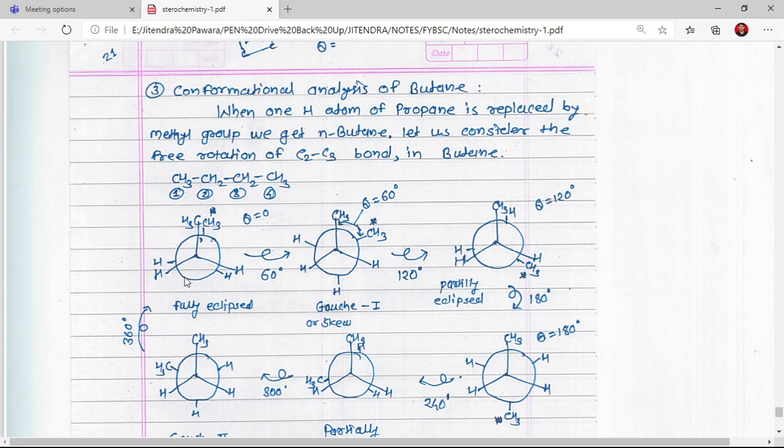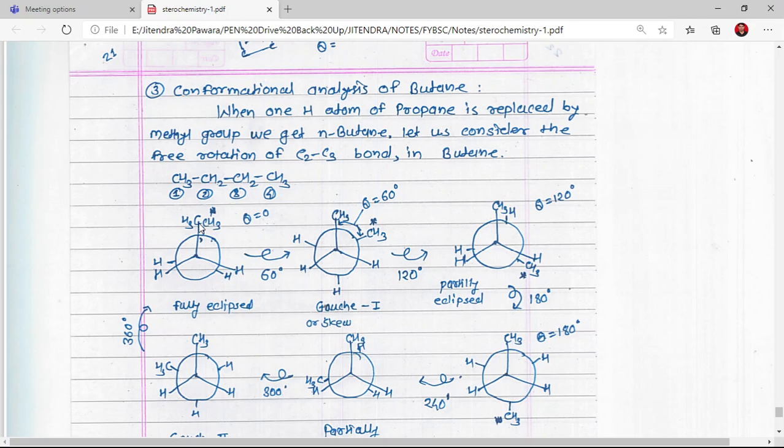Now let's consider the free rotation at C2-C3 in butane. This is carbon number 1, 2, 3, and 4. Let's imagine there is a rotation between C2 and C3. At dihedral angle 0, you will get this eclipse conformation.